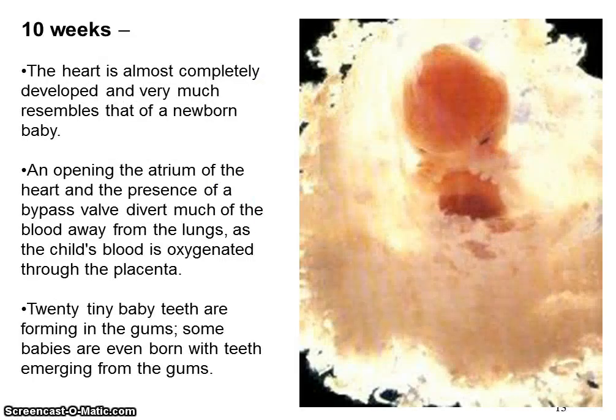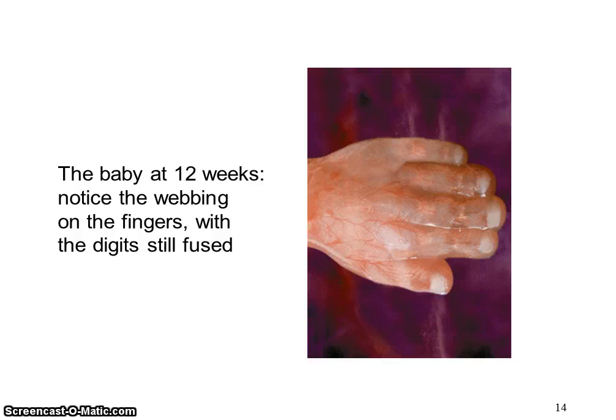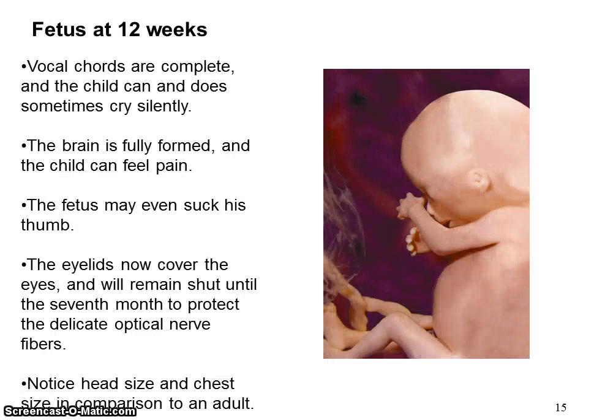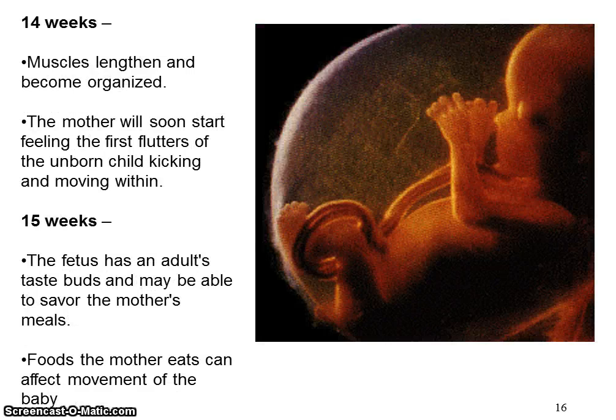At 10 weeks, the heart is almost completely developed, and at 10 weeks is when most women have their first ultrasound. This is when the heartbeat would be able to be picked up on an ultrasound machine. The baby at 12 weeks has webbing over its fingers and toes, and at 12 weeks, the brain is fully formed. The child could feel pain at this point in time. It can suck its thumb, and if you notice, the head size is much larger compared to an adult. And that will continue on throughout the development of the individual.